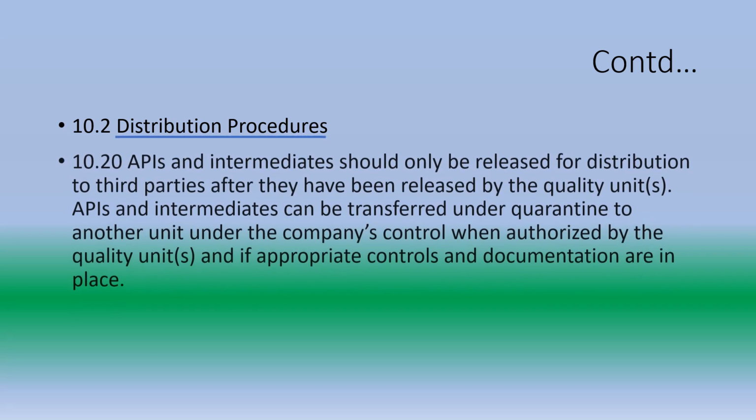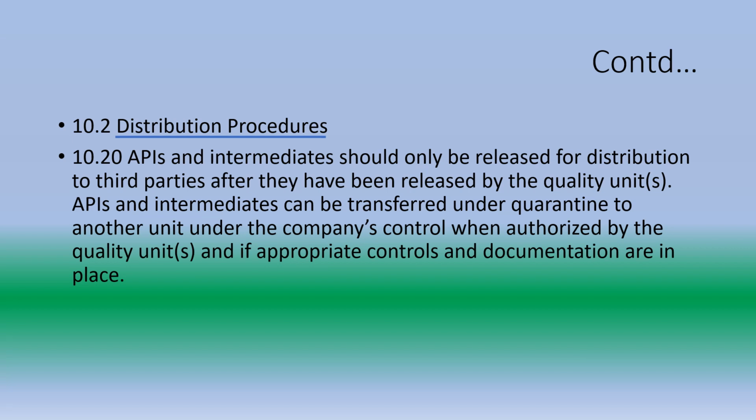10.2 of ICH-Q7 is for distribution procedures. 10.20 prescribes APIs and intermediates should only be released for distribution to third parties after they have been released by the quality unit. APIs and intermediates can be transferred under quarantine to another unit under company's control when authorized by the quality unit, and if appropriate controls and documentation are in place.